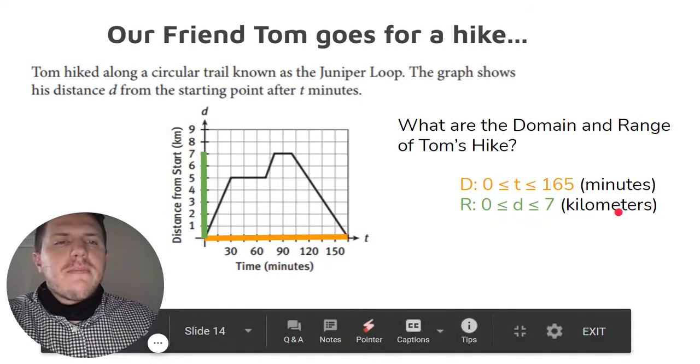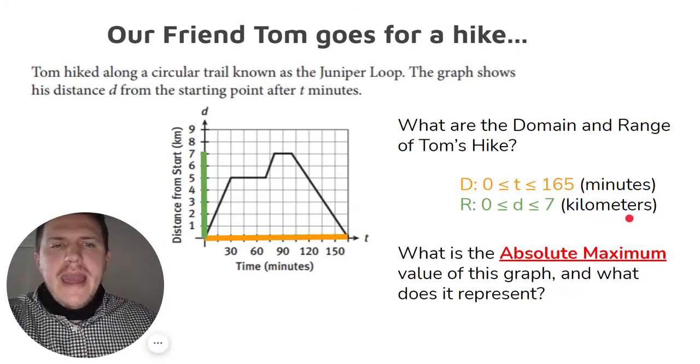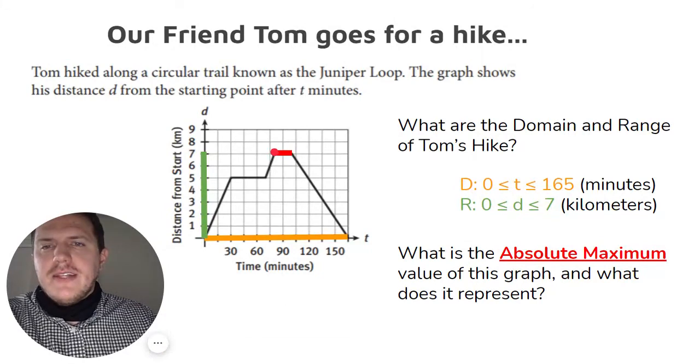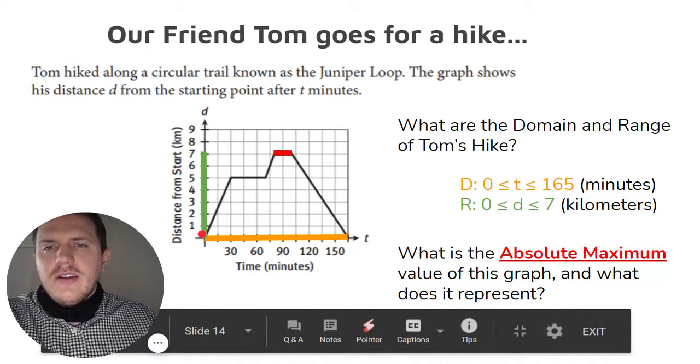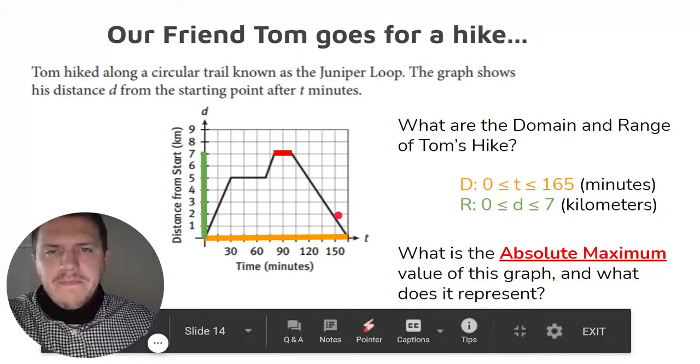But notice how these represent two different things. The domain is in minutes, and the range is in kilometers. And then the absolute maximum of this graph is this segment right here, which is going to be 7. If we follow along here, it looks like Tom goes farther and farther away from the start point. He stops for a little bit because he isn't moving. He just stays at 5 kilometers away, and then he hikes again, and then he gets to 7, where he's the farthest point away. And then everything after that, he gets closer and closer without stopping.